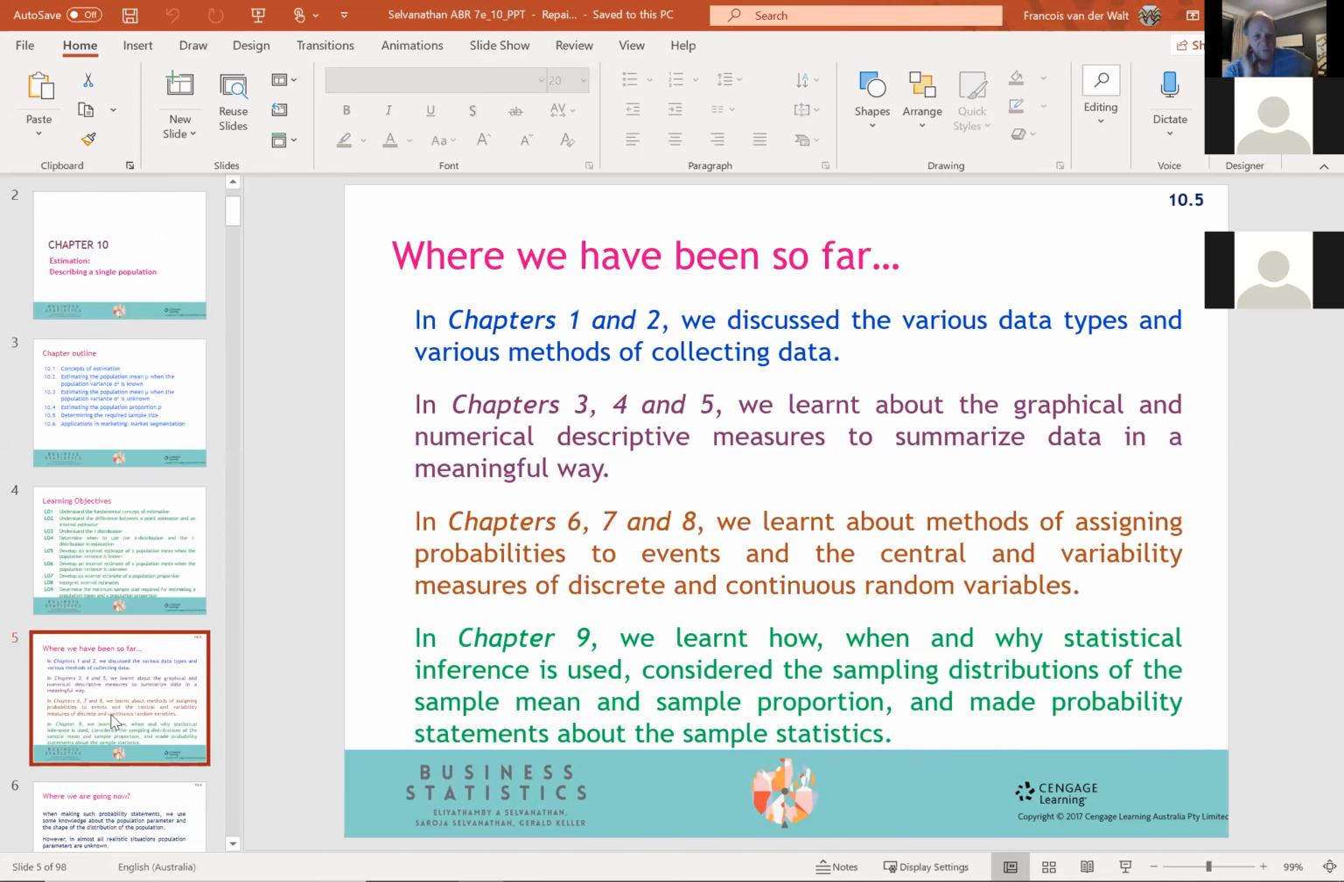What have we done so far? In chapter 1 and 2, in chapter 1, we looked at all the ways one can use business analytics. Did you, in your own life, now that you've got a bigger awareness, come across places where you realize how useful this course is?